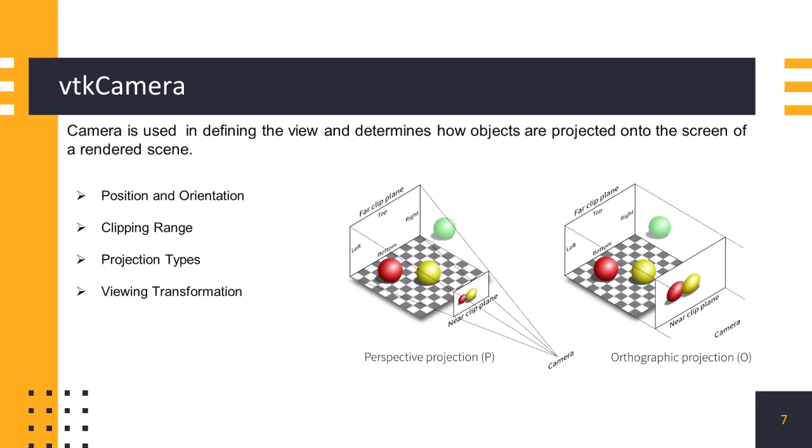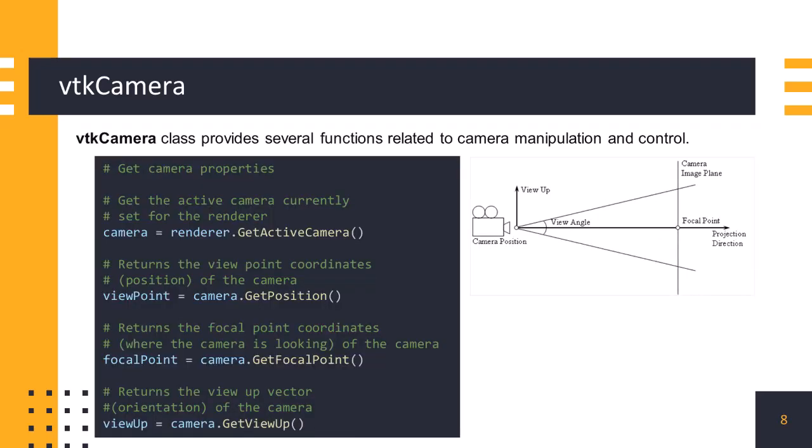The VTK Camera class also provides many functions to control camera movement, such as yaw, pitch, and zoom. When we initialize the render window, the renderer class internally creates a default camera, which we can access using the getActiveCamera function. Then we can use the camera object to set its properties like position, focal point, and view up vector. When we interact with the renderer using the mouse, the interactor class also manipulates these camera settings, and the scene is redrawn to reflect the changes in the camera.